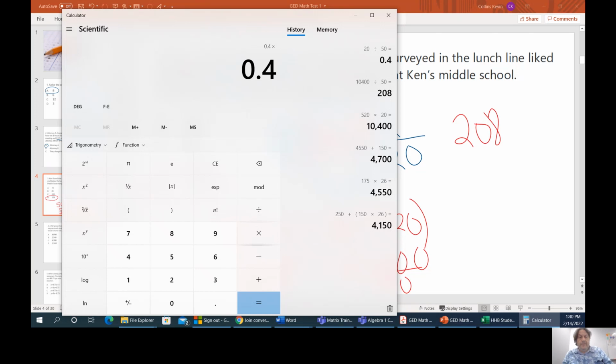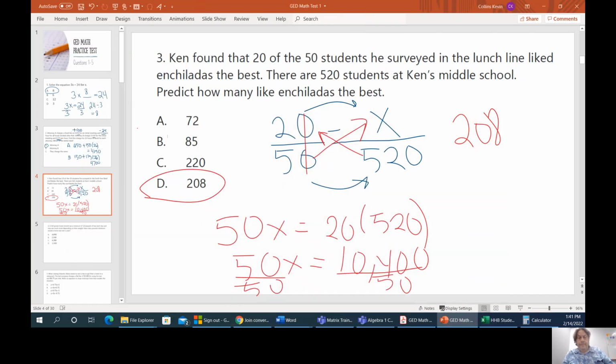Because what this is saying is if you have 20 people out of 50 people, that's 0.4, also known as 40%. So 40% of the people like the enchiladas the best. So then you take the 0.4 and you multiply it by 520, and we get the same answer. Okay, so again, I want to present some different ways to think about this, and you go with whatever works for you. Okay, let's go ahead and move on.